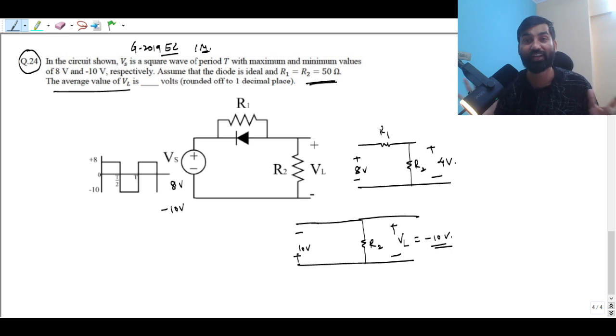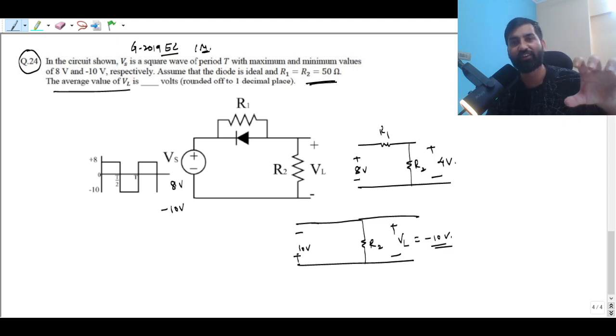In this case, your diode is off. Sorry, diode is on, right? And R2 also, sorry, R1 also has got short circuited, right? Then now you have got these two values. Okay, the maximum value is 4 and the minimum value is minus 10. You can find out the average value.